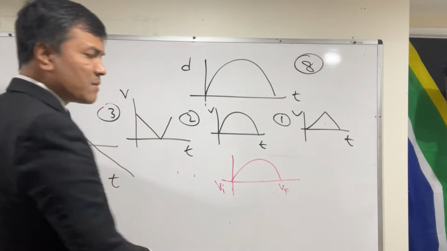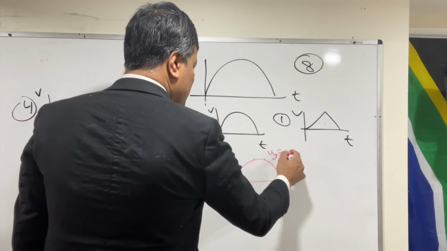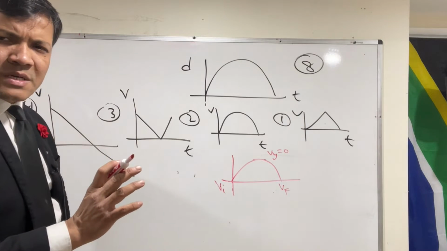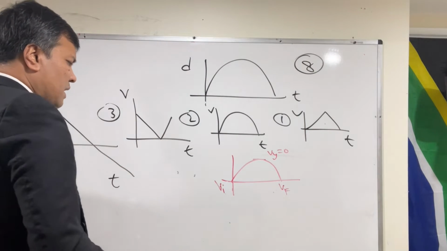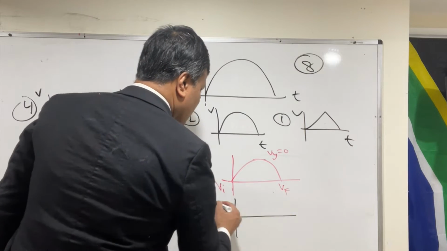So there is an initial velocity, there is a final velocity, and the velocity at the top, Vy, is of course 0. Make sure you understand this. Now, if you convert this to a VT graph, what do you get?